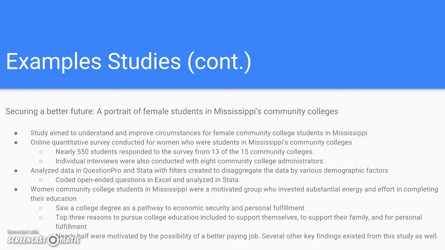The researchers found that female community college students in Mississippi were a motivated group who invested substantial energy and effort in completing their education. They saw a college degree as a pathway to economic security and personal fulfillment. According to the researchers, the top 3 reasons to pursue a college education for these students included to support themselves, to support their family, and for personal fulfillment.